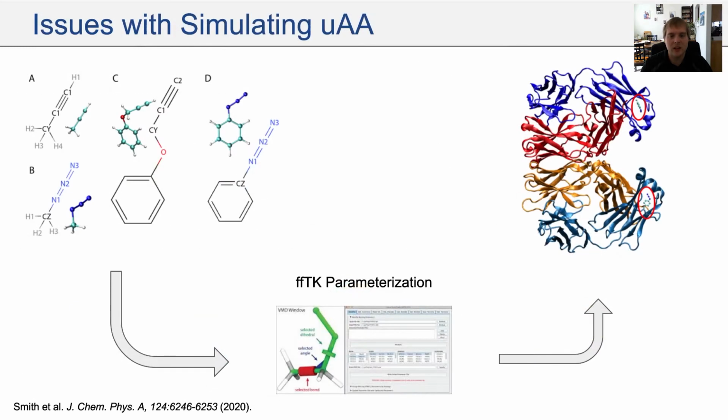Until recently, it was impossible to simulate the unnatural amino acids used in our experimental process because model parameters did not exist for the linear chemistries of the azide and alkyne moieties in these unnatural amino acids. Earlier this year, we published an article solving this problem where we described CHARMM-compatible parameters for these unnatural amino acids.